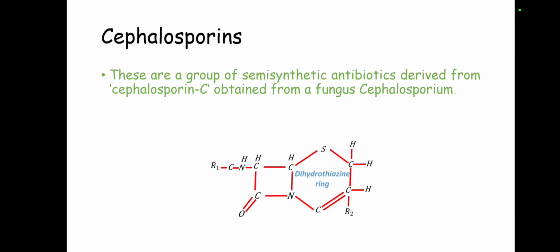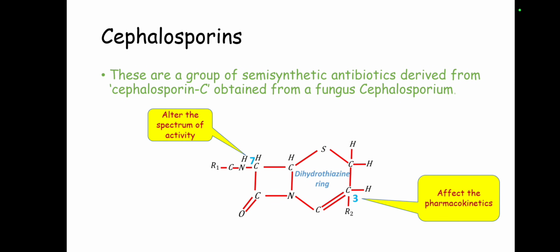Next, by the addition of different side chains at position 7 of the beta lactam ring and at position number 3 of the dihydrothiazine ring, a large number of semi-synthetic compounds have been produced. When you give any attachment at the 7th position of the beta lactam ring, it mainly causes alteration of the spectrum of activity, whereas addition of any group at the 3rd position of the dihydrothiazine ring mainly affects the pharmacokinetics.